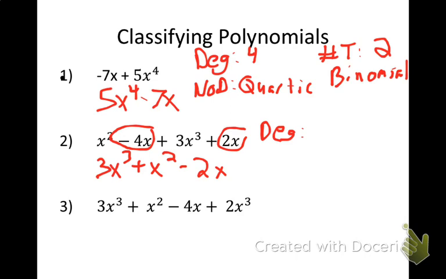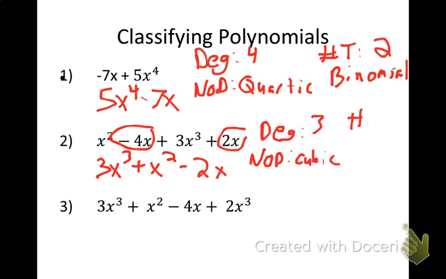Ethan, what's the degree? The degree is 3. So the name for a degree of 3 is a... anybody? Cubic. Name for degree 3 is a cubic.